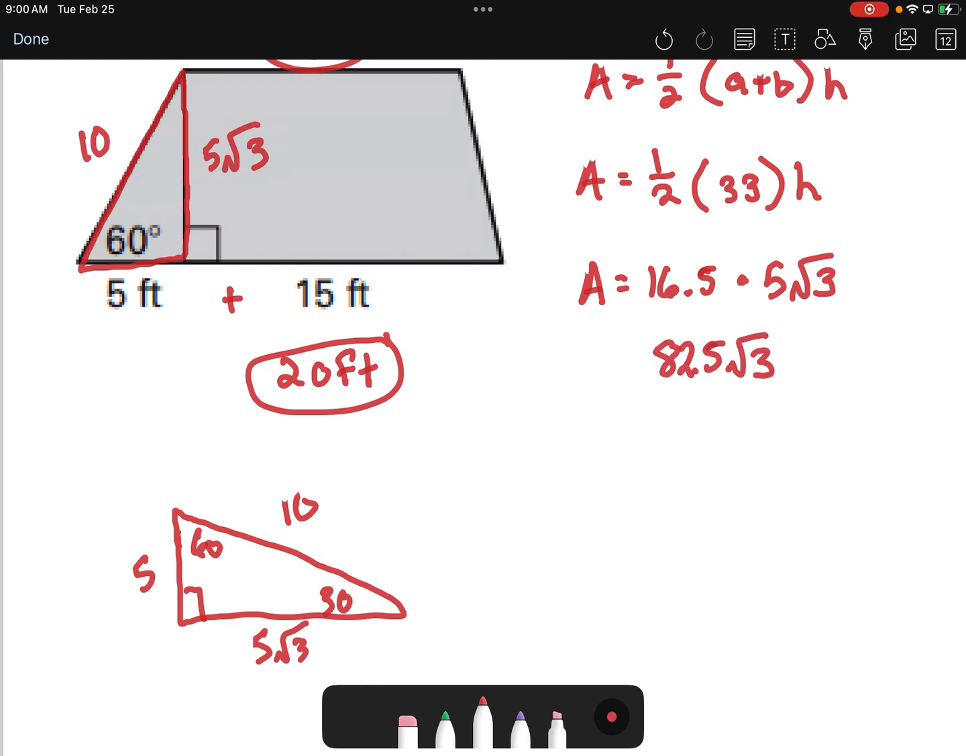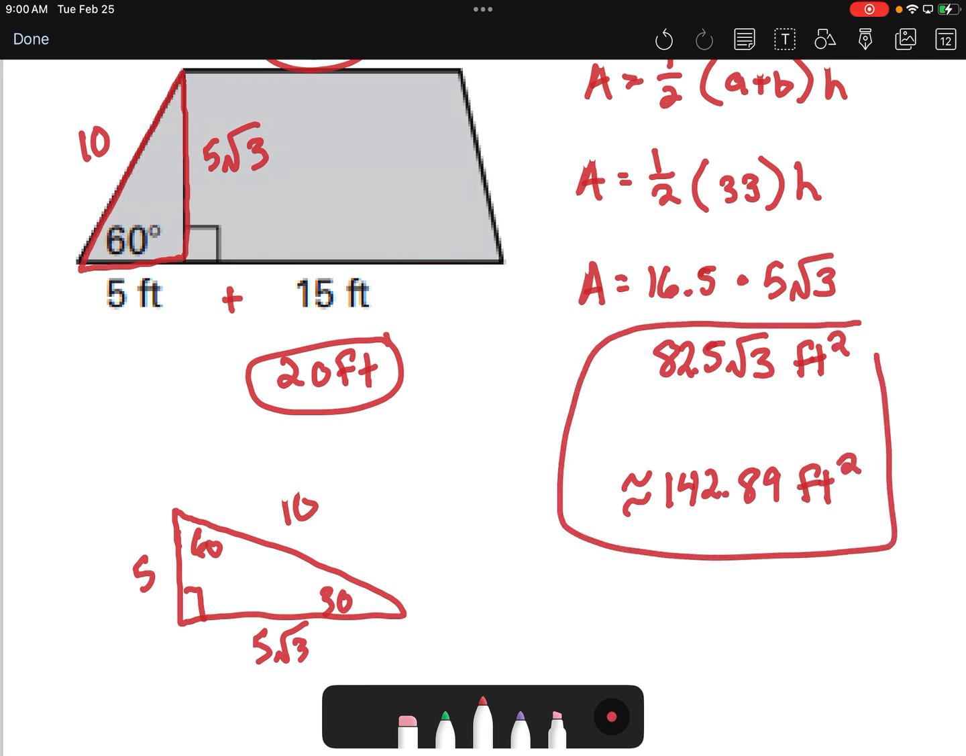82.5 square roots of 3. That is your exact answer, and it would be feet squared. What is that rounded? Roughly 142.89 feet squared. So be able to do both.